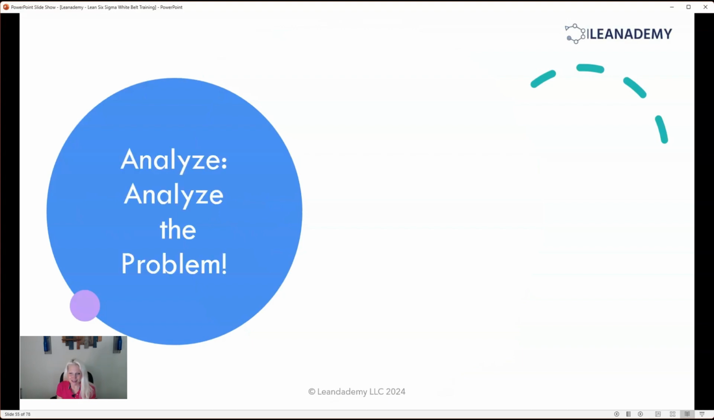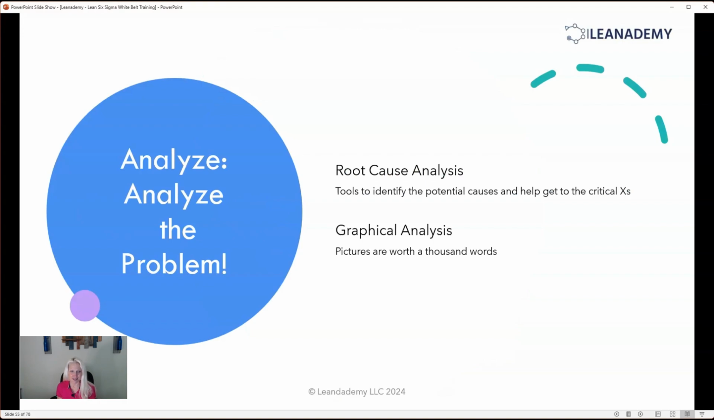So analyze, this is where we're going to analyze the problem. We're going to do some root cause analysis. We're going to use tools to identify the potential causes and help us get to those critical X's, those X's that are causing most of our pain. And then we're also going to look at graphical analysis because pictures are worth 1,000 words.